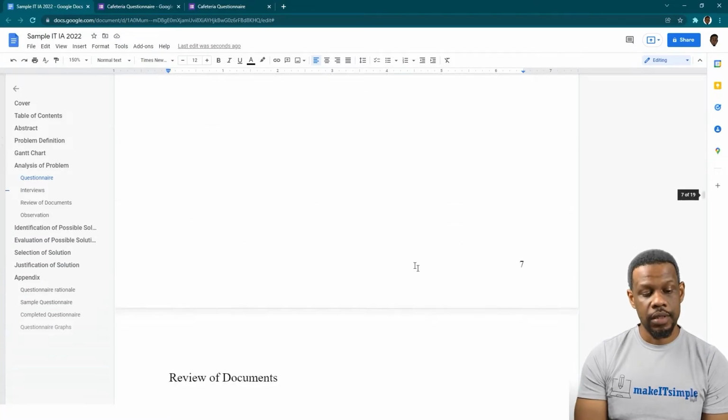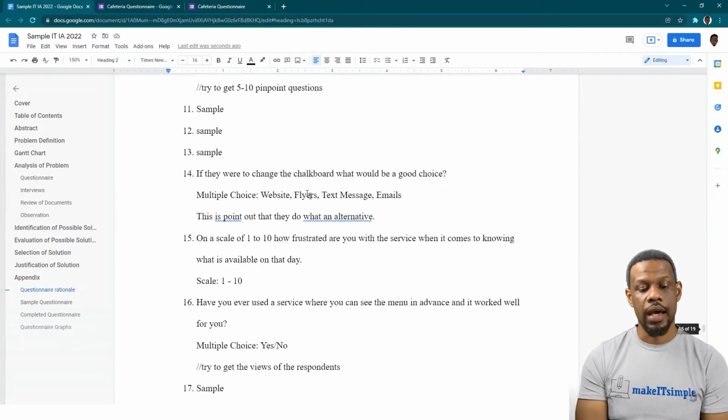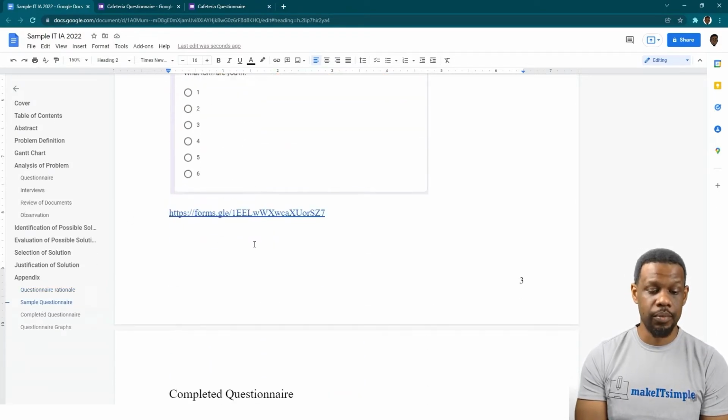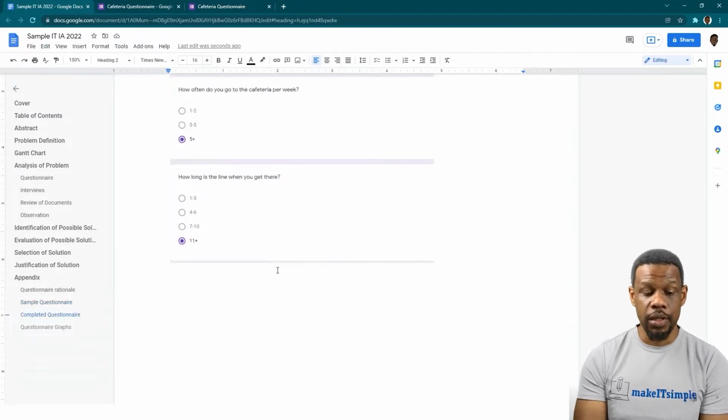Just remember that in the appendix so far you have the questionnaire rationale, which is a list of questions, what you plan to choose to say, and why you choose to give that question. You have a sample questionnaire, which is a screenshot of the questionnaire, and if you want to be cool about it, put a link to the form one time so they could click on it and see it real. Completed questionnaire, where you can show screenshots of an actual completed questionnaire.